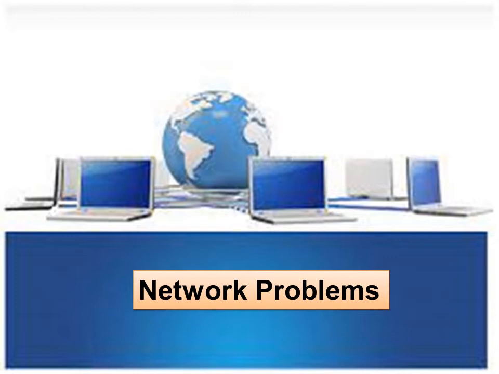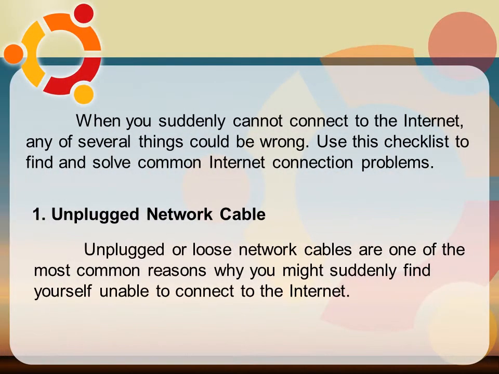Now let's proceed to the network problems. When you suddenly cannot connect to the internet, any of several things could be wrong. Use this checklist to find and solve common internet connection problems. First, unplugged network cable. Unplugged or loose network cables are one of the most common reasons why you might suddenly find yourself unable to connect to the internet.